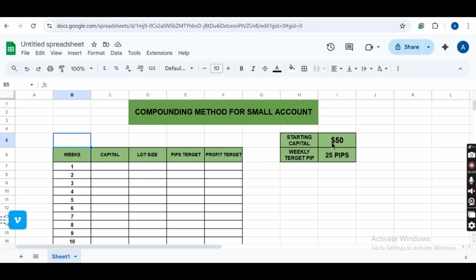So I wouldn't recommend, for someone with a capital of $50, a weekly target of 50 pips. But I'm recommending something like 25 pips every week. Maybe later you can do 30 pips, 50 pips. Or maybe on Monday you get 25 pips, Tuesday you get 25 pips, Wednesday you get 25 pips.